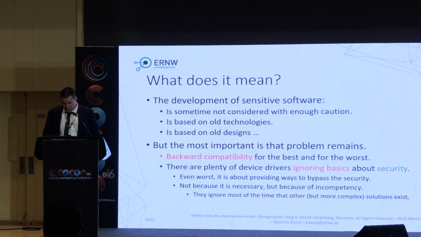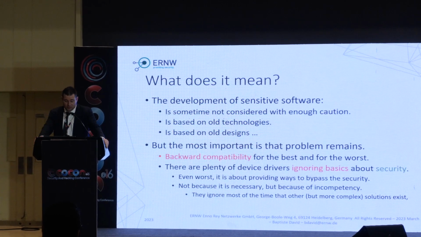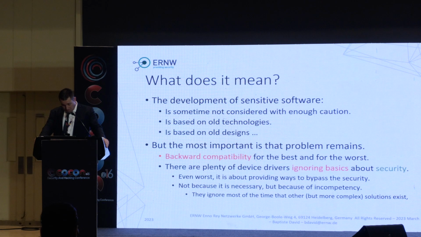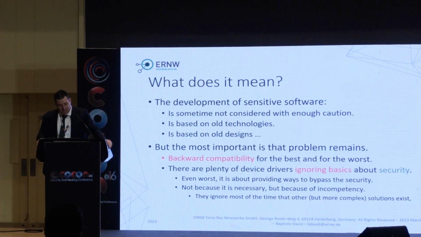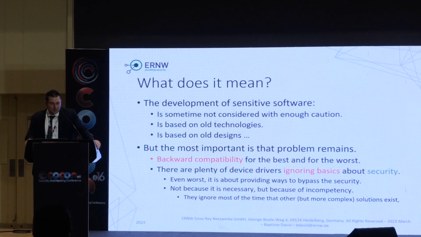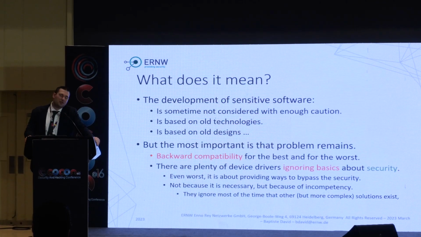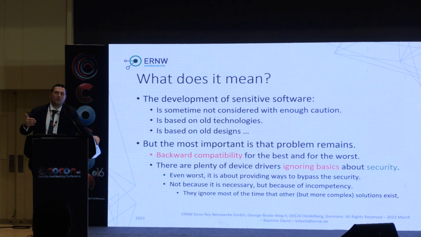Lesson learned from all of this. What does it mean? First of all, backward compatibility was for the best and for the worst. For the best because your device from the 90s or the 2000s still works today, and that's for the good. But for the worst, it means that bad design at the time, where there was no security in the operating system, not no security, but very little security compared to today's security, the code still exists and is still exploitable. So that's a big problem.